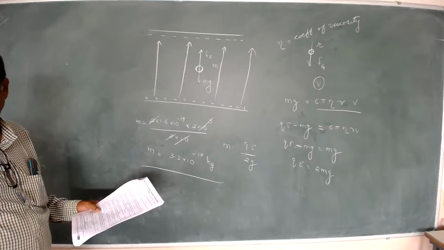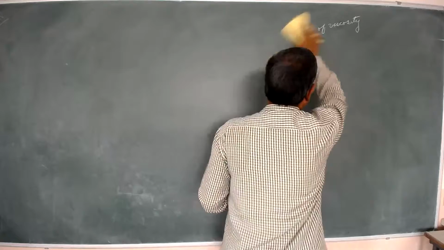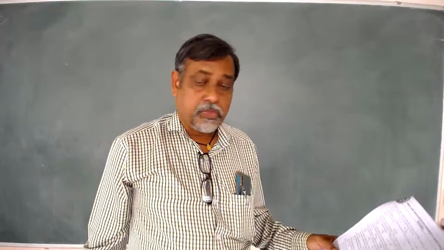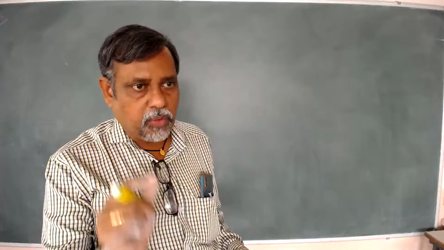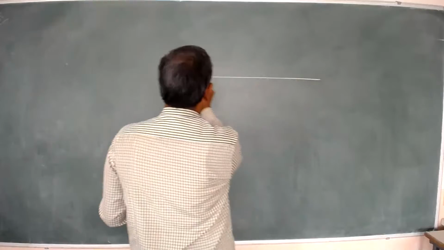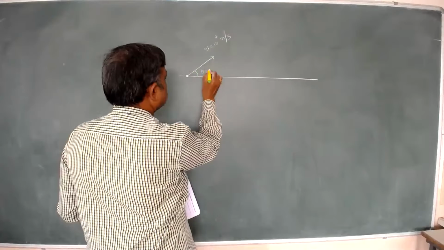Can I erase the board? All right. Did you understand the given situation? There is an electron. That electron is projected with a velocity 10 power 7 meter per second at an angle 30 degrees from the horizontal. What do you say about the path of the electron? Parabolic, an oblique projectile. So look at this. This is the electron which is projected in this direction. The initial velocity is 10 power 7 meter per second. The angle of projection is 30 degrees.